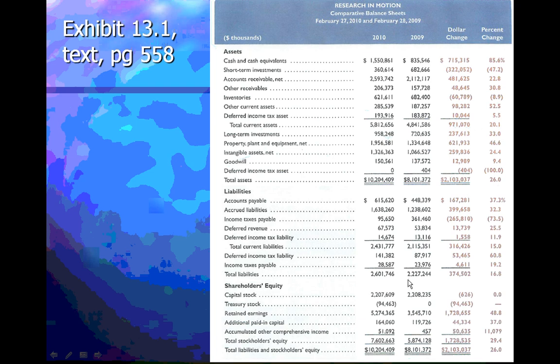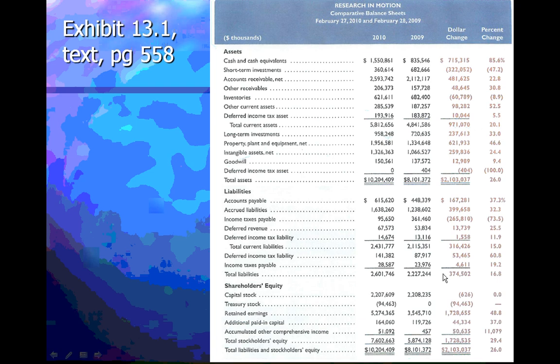All right, let's look at their liabilities. They were 2.2 billion. Now they're 2.6 billion. Yeah, they went up. Okay. The difference here is 374 million. Now it says 374,000, but remember these are in thousands. Okay, so 374 million divided into 2.227 billion gives them only a 16.8% difference. So their assets went up by 26%. Their liabilities only went up by 17%. That's good. We like that.